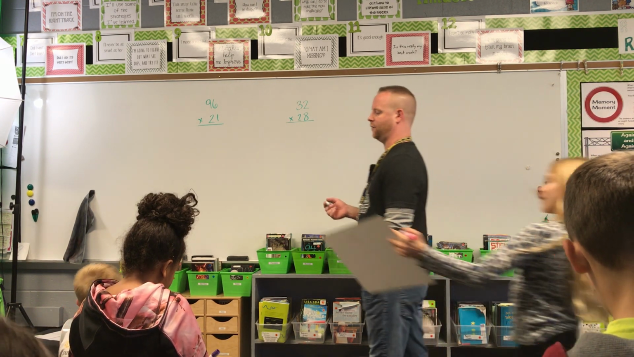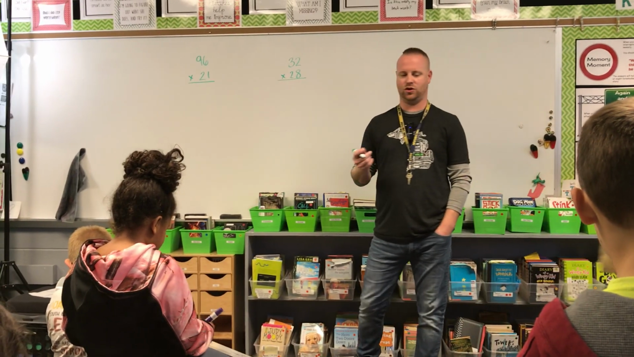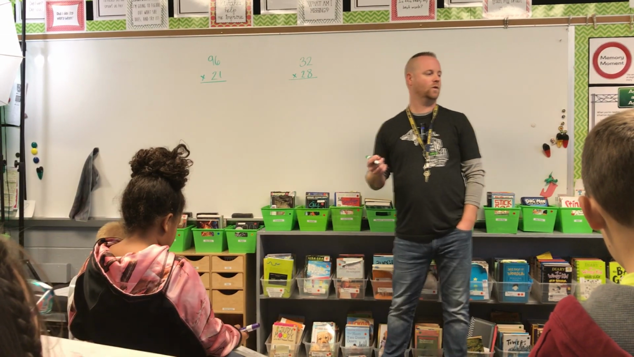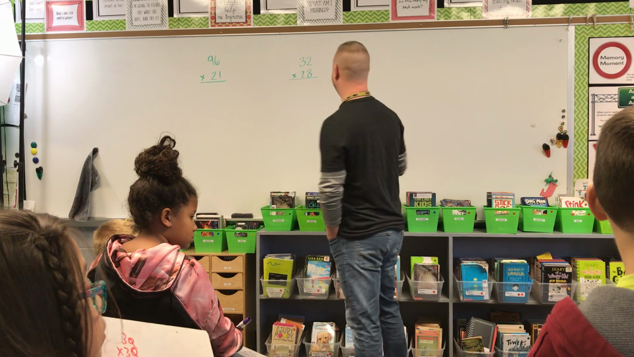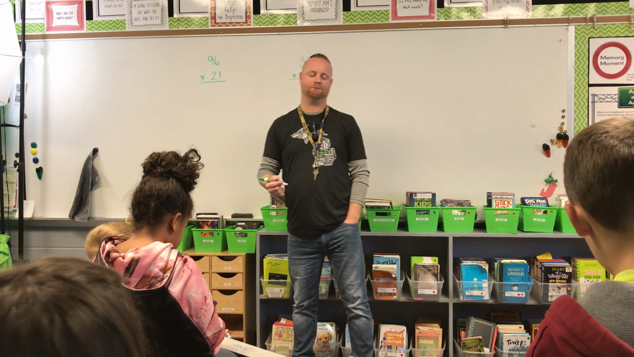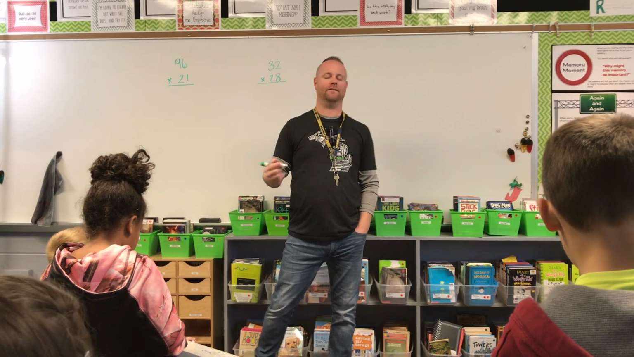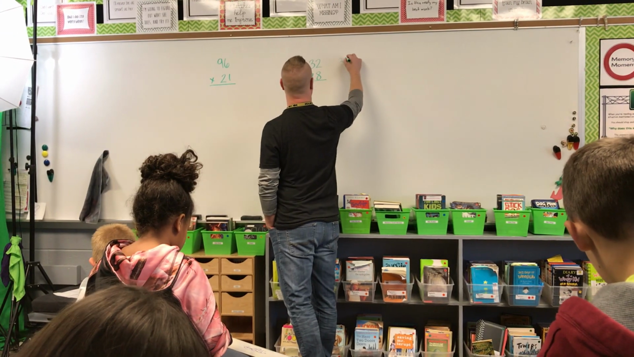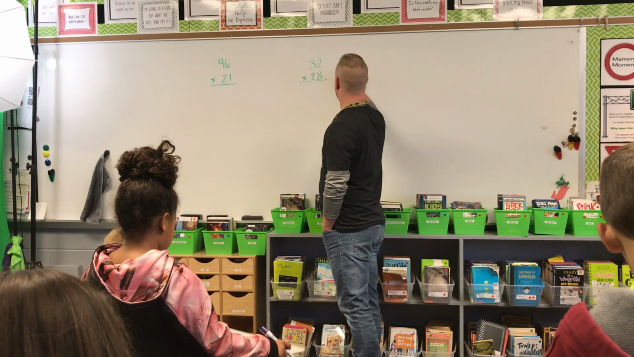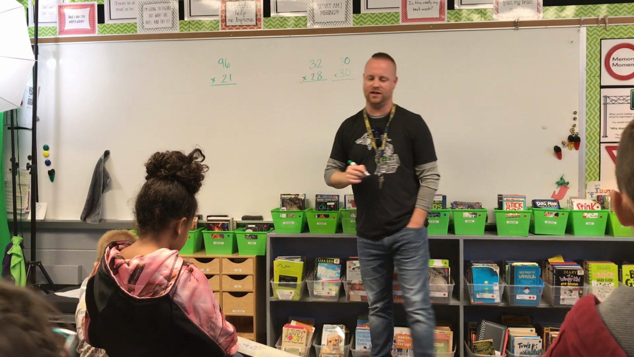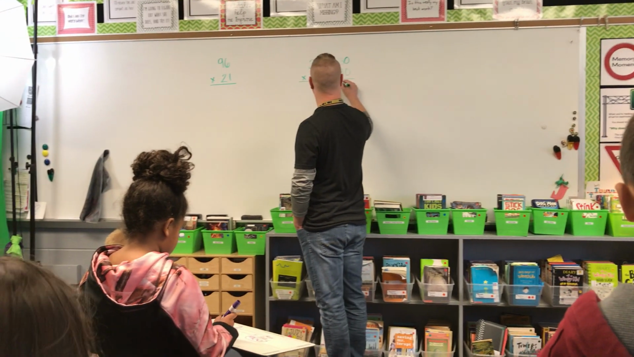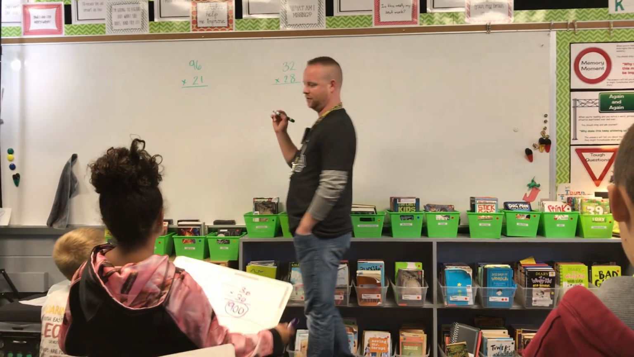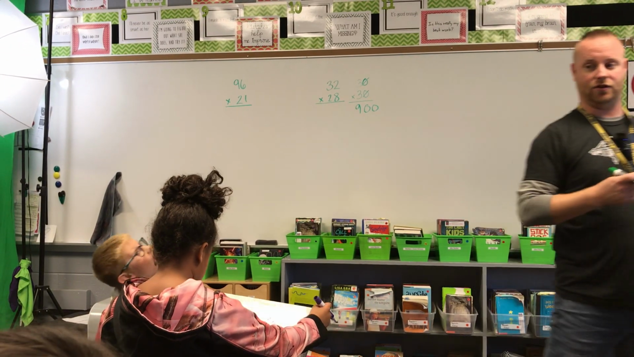Okay, let me model this here quickly for you. See if you can find your mistake before I show you. Now you got it. All right, 32 is close to what? 30. 28 is close to what? 30. So you rounded your factors. Good job on step one. Then what do you have to do? Times them. 30 times 30, so 3 times 3 is 9. And then I go 1, 2, 1, 2. My answer is 900.